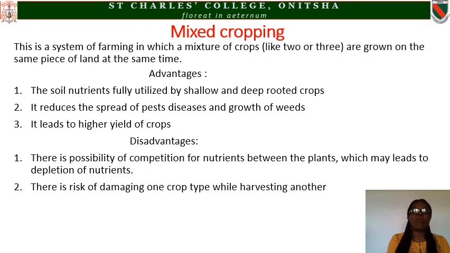Then mixed cropping. Here the farmer selects some crops, about 2 or 3 of them, and then grow them on the same piece of land at the same time. So the advantages in this one is that the soil nutrients are fully utilized by both the shallow-rooted and the deep-rooted ones. Then secondly, it reduces the spread of both the pests and diseases and then the weeds. Then the third one is that it yields a higher crop. That is, the yield used to be high.